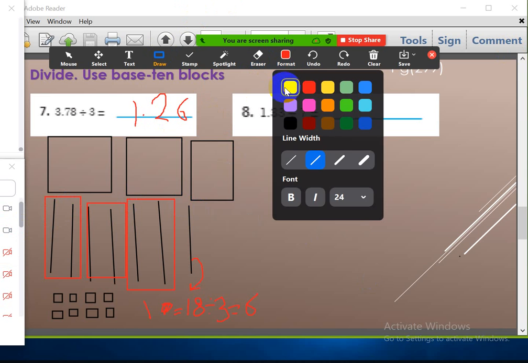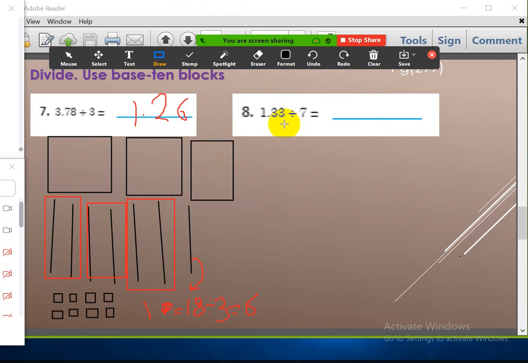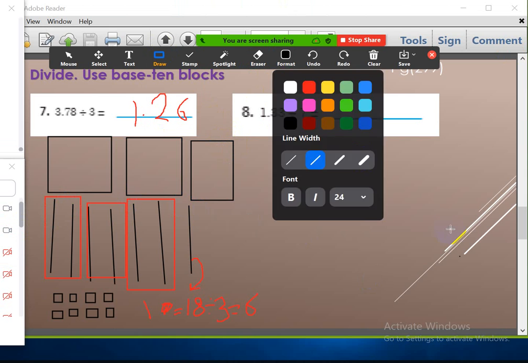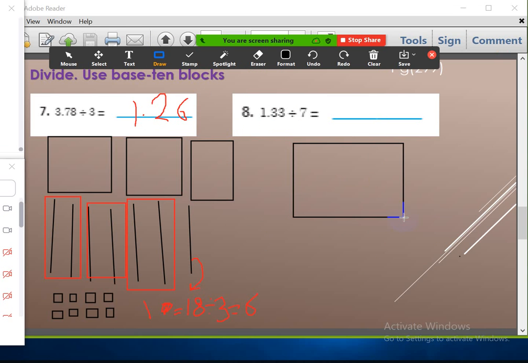Okay, now I want to represent 1.33. 1.33 equals how many flats do I have? 1 flat, very good. How many longs? 3, very good. How many small cubes? 3. Very good. Now I want to divide it on 7.